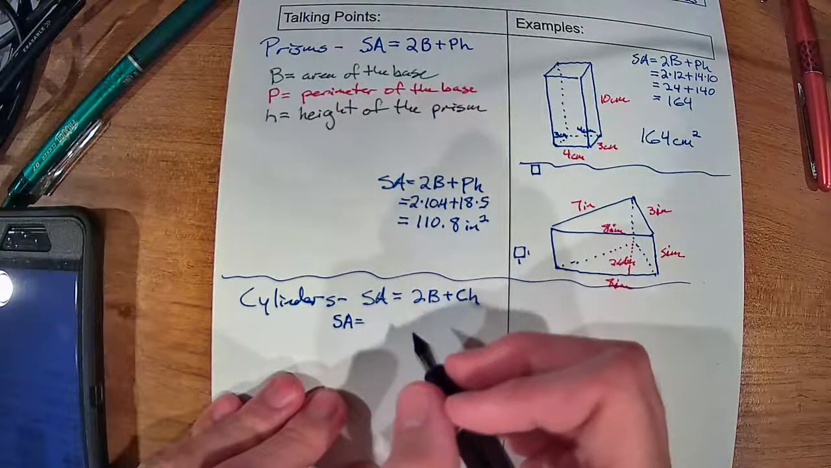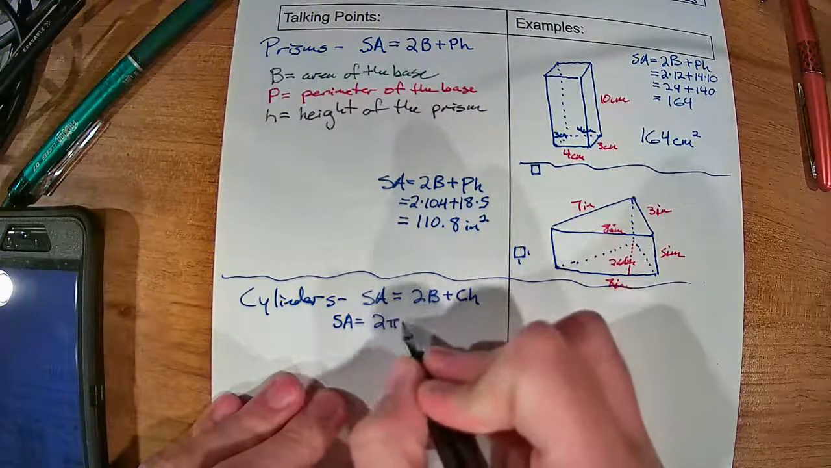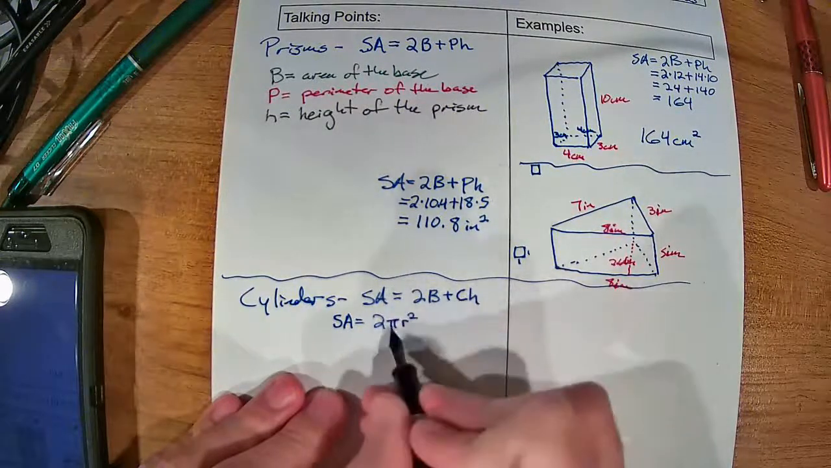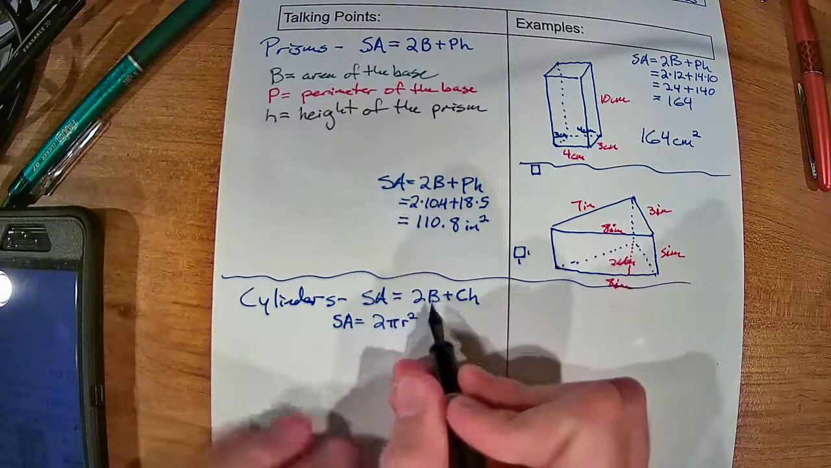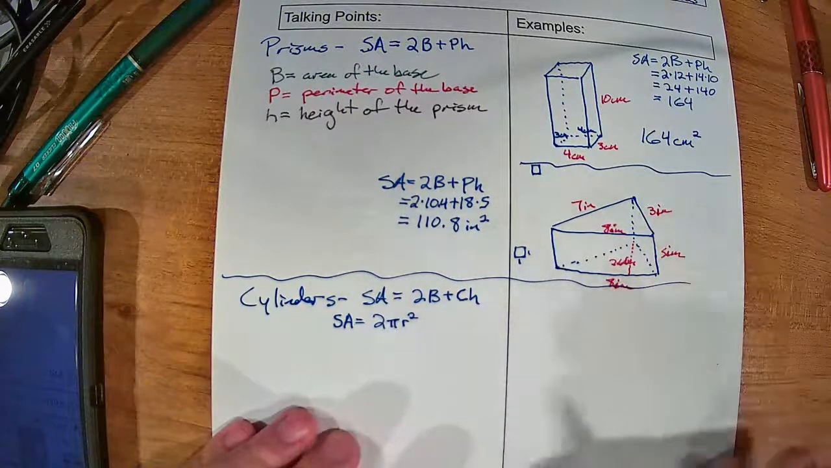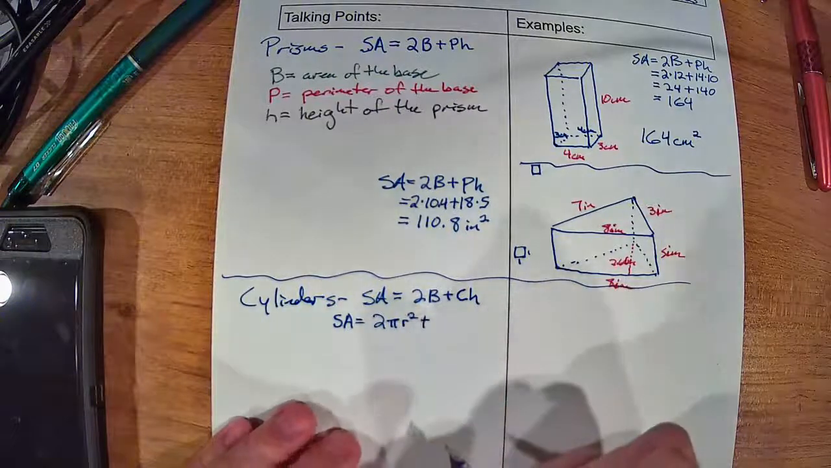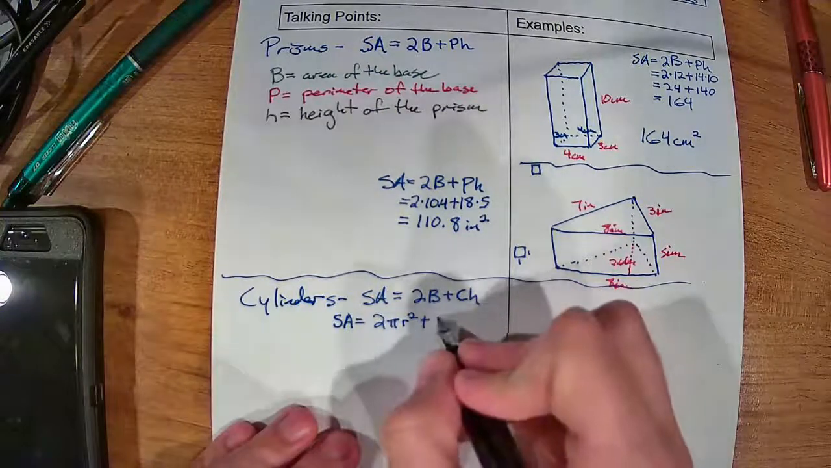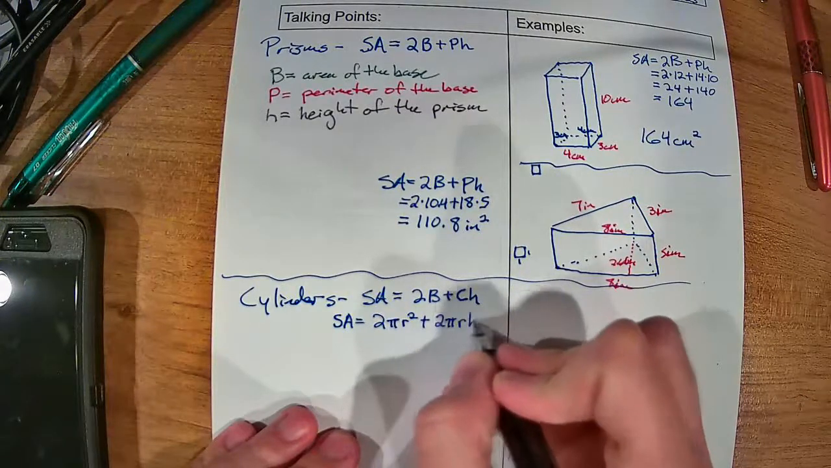You're going to take 2 pi times the radius squared. Notice pi r squared is the area of a circle. Okay, again, the area of the base. And you need 2 of them. So I've just simply taken this and written it out for a specific case, in this case, our circle. The other part of it is 2 pi r h.